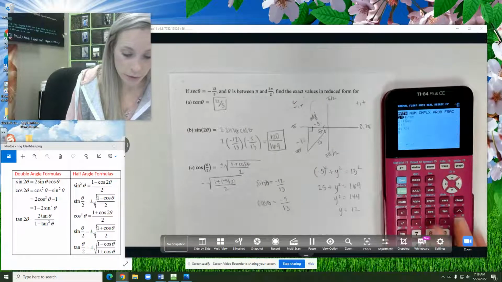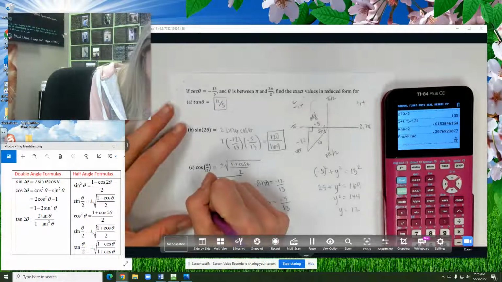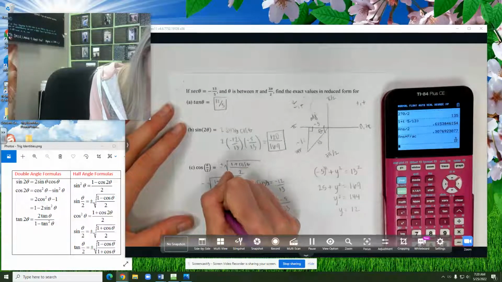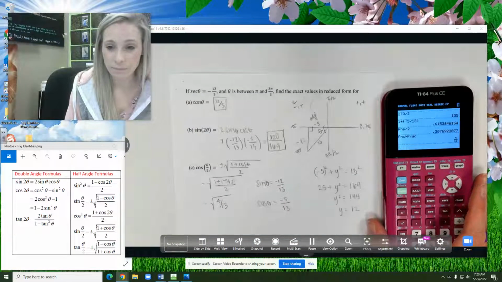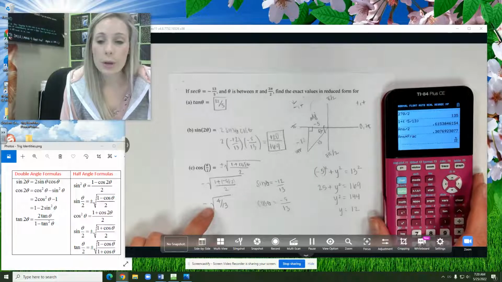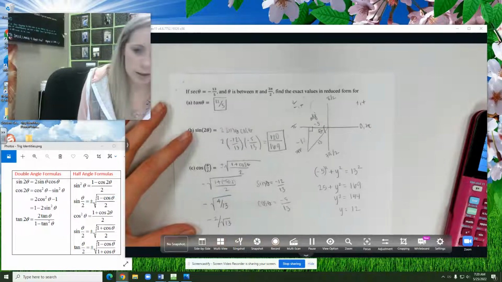And I'm going to change that into a fraction. I get 4 over 13. So this turns into negative root 4 over 13. And now we have to do some simplifying. Well, remember that square root goes to both the top and the bottom. So really this turns into the square root of 4 is 2. I can't do the square root of 13.